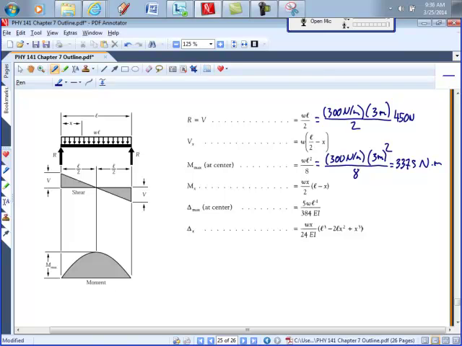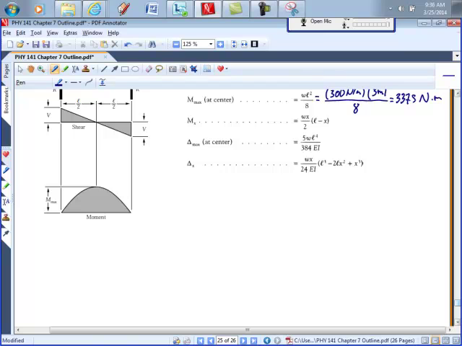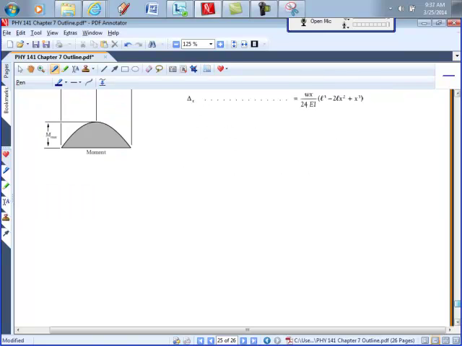Sometimes you're going to have to take these moment as a function of x and add them together, and then take the derivative to figure out where the maximum is going to be. Or just plot it into Maple and figure out what the maximum is. Okay, so let's do our shear and moment diagrams then by superposition.